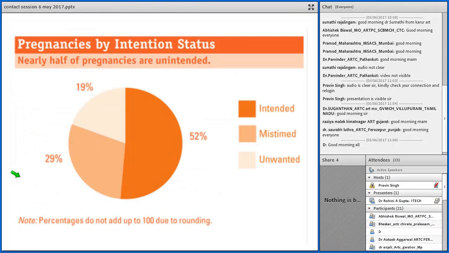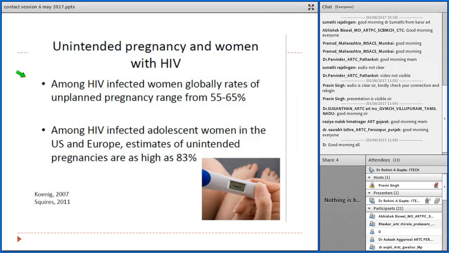What is pregnancy by intention status? Nearly half of the pregnancies are unintended, and intended are 52%. Unintended pregnancy and women with HIV: among HIV-infected women, rates of unplanned pregnancy range from 55 to 65%. And among HIV-infected adolescent women in the US and Europe, estimates of unintended pregnancies are very high, up to 83%.